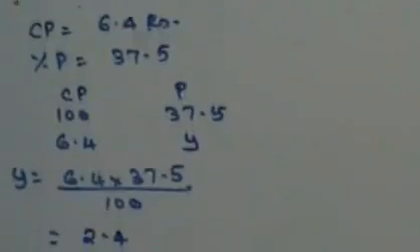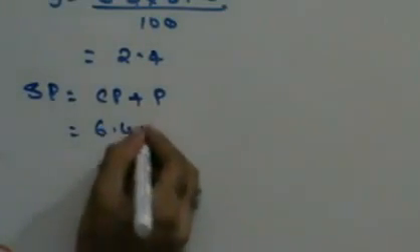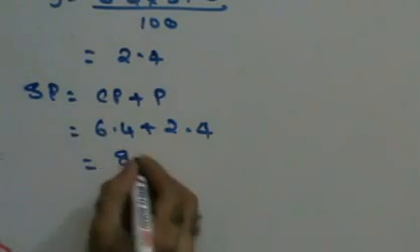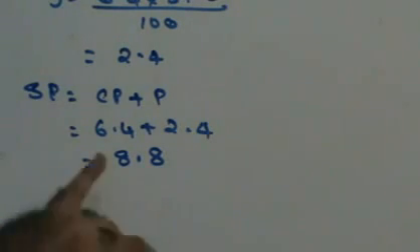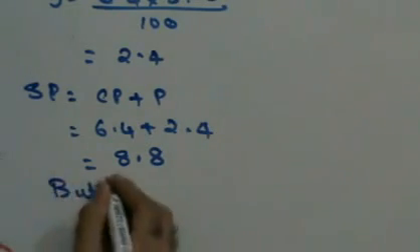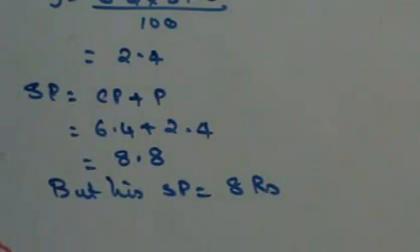If he is making a profit of 2.4, then his selling price, for a profit of 37.5%, should be cost price plus profit. Cost price was 6.4, profit is 2.4, so his selling price should be 8.8. To make a profit of 37.5%, he should sell at 8.8, whereas he is selling at 8 rupees. Right? Do you get this thing here? But his selling price is 8 rupees instead of 8.8 rupees.